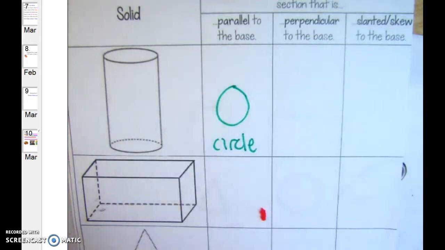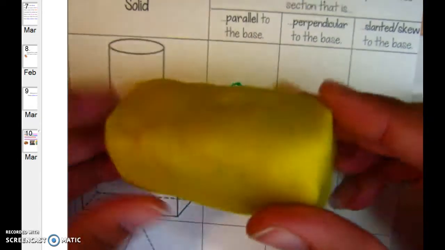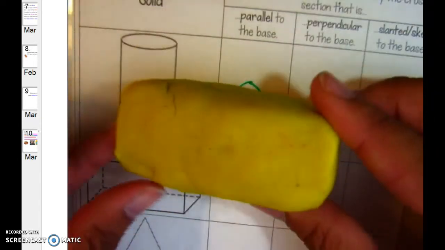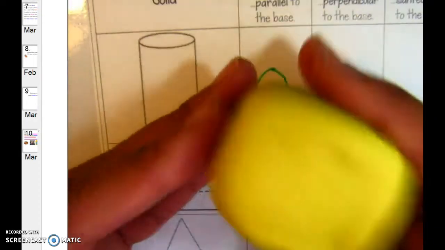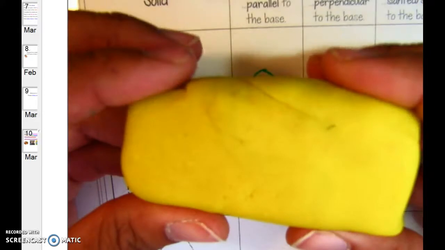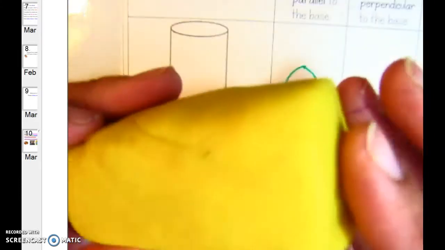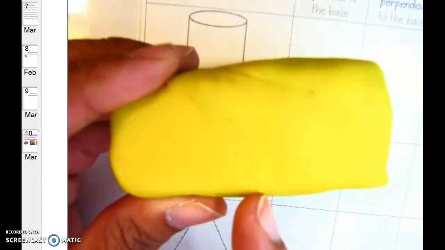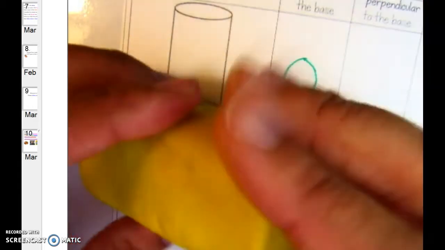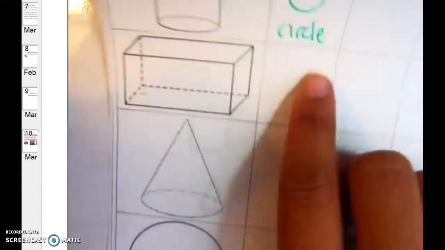And you're going to do that for each of the solids. And you don't need to build it, but you need to think about a prism, a rectangular prism like this. You've got something like a square over here, rectangles going all around, something like a square over here. And these are the bases. This is the base and this is the base. And if you cut it parallel to the base, what shape would you see? And you would draw that or write that here.